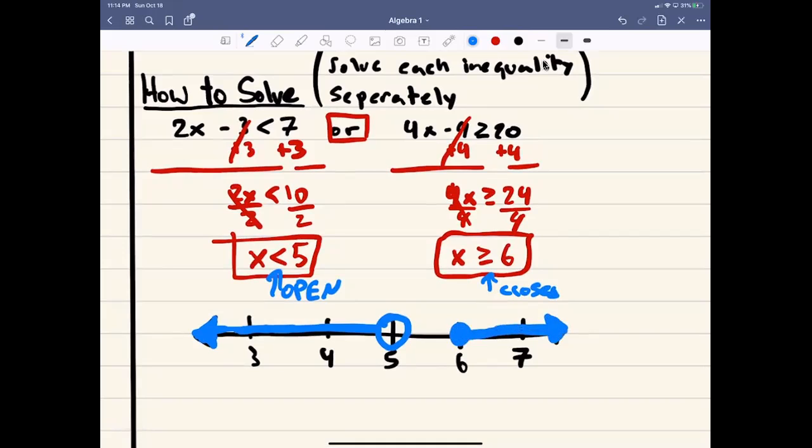And I know this was a longer video, guys, but that's basically it. That's all we got to do about disjunctions. Disjunctions, you're going to solve separately and then graph on the same number line. That's basically as simple as it gets.